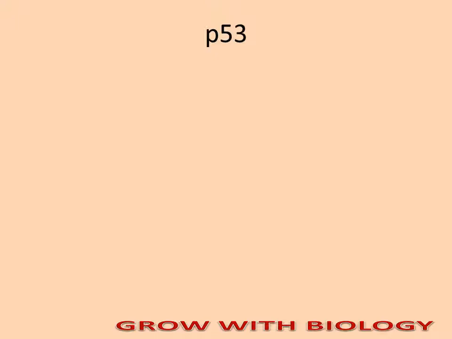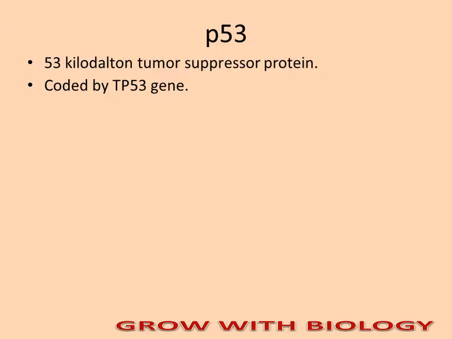Today we'll talk about P53. Now what is P53? P53 is a 53 kilodalton tumor suppressor protein. So it is a protein whose molecular weight is 53 kilodalton. And the variety of protein is tumor suppressor. It means it will suppress the formation of tumor.